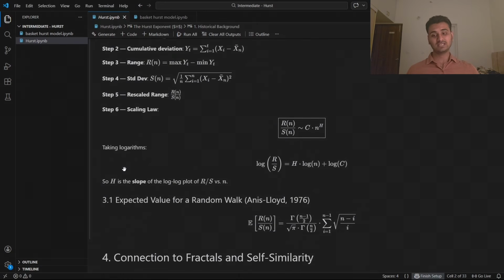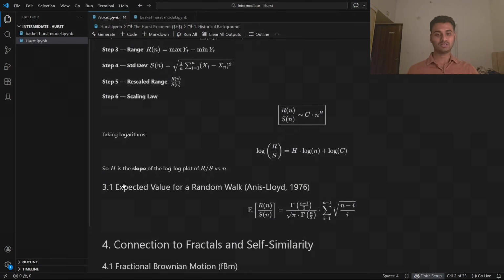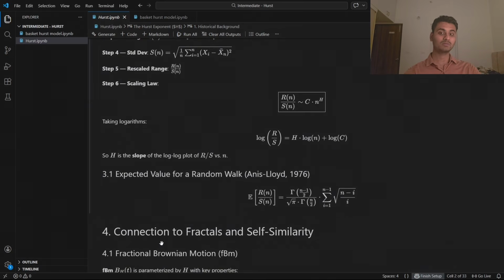As I said in the introduction video, if you are already in the cohort, you must have seen it. Our main job as a quant is to get positive expected value over thousands of tests. This is the formula for expected value for a random walk by Ennis Lloyd in 1976. Now connecting it to fractals and self-similarity.